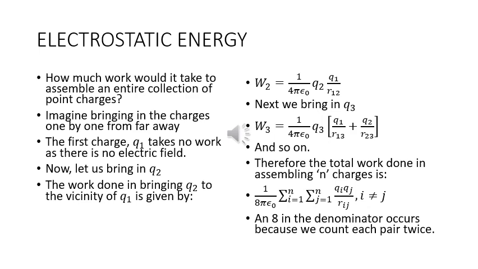Next, we bring in another charge Q3. Then W3 is equal to 1 upon 4 pi epsilon naught Q3 within brackets Q1 upon R13 plus Q2 upon R23, and so on. Therefore, the total work done in assembling n charges is given by 1 upon 8 pi epsilon naught summation i going from 1 to n, summation j going from 1 to n, qi qj upon rij, where i is not equal to j, and 8 in the denominator occurs because we count each pair twice.